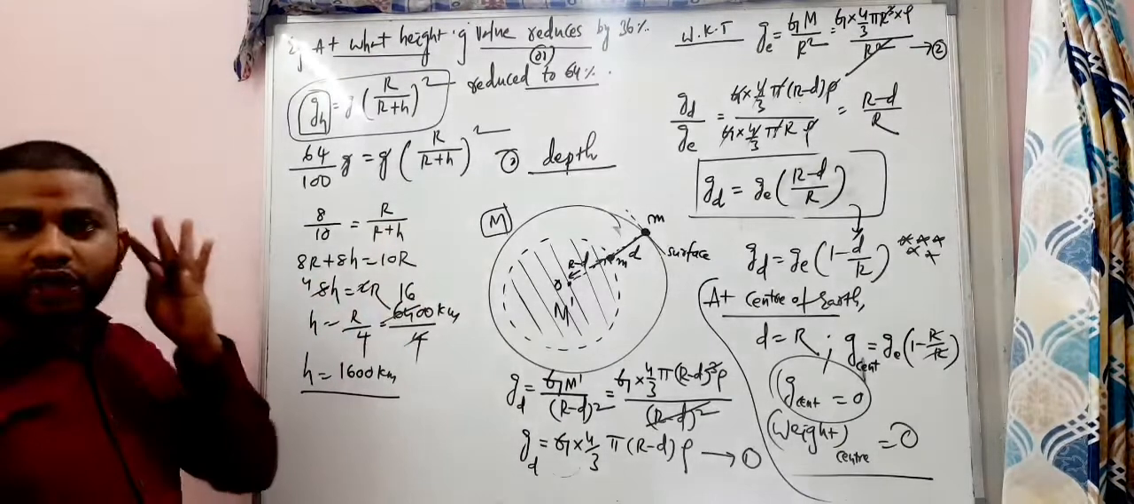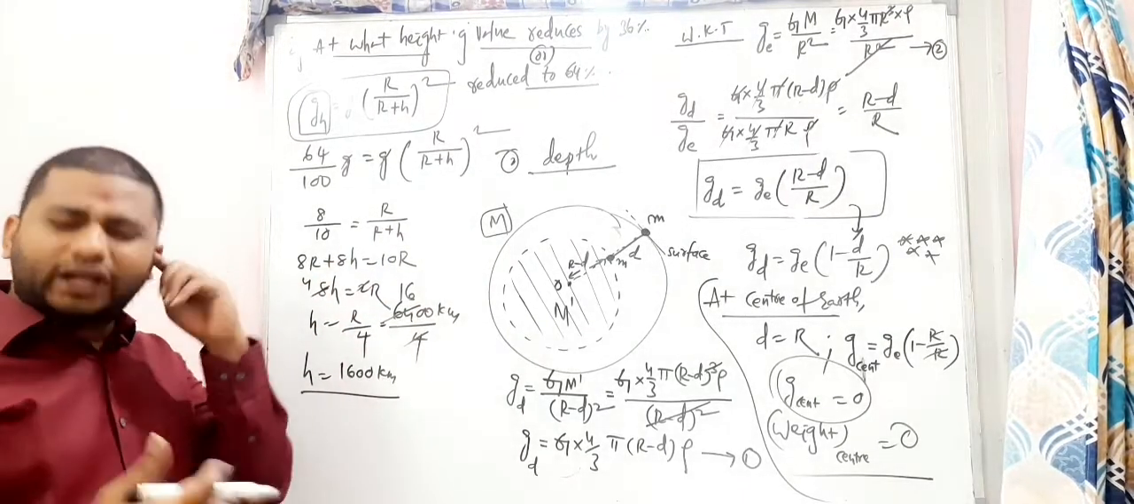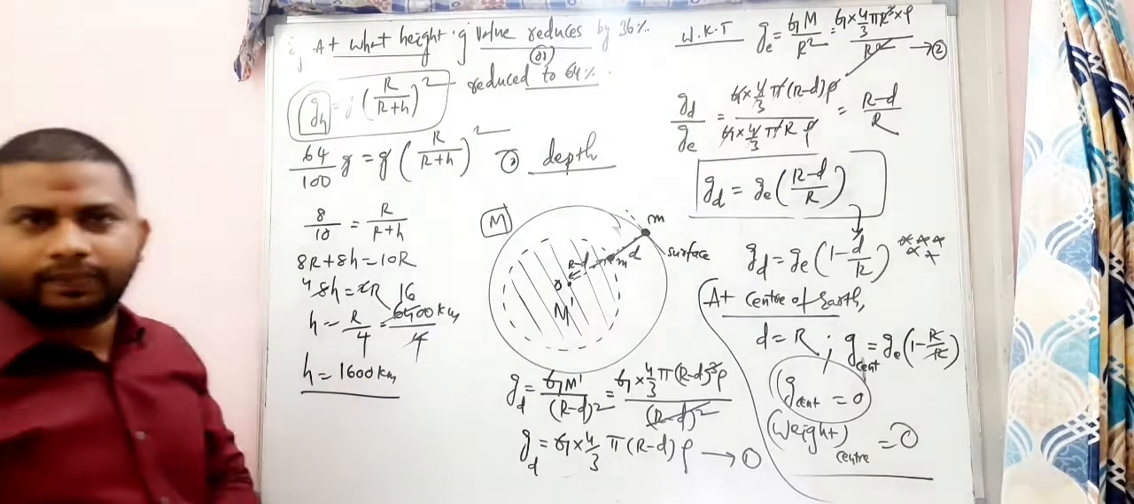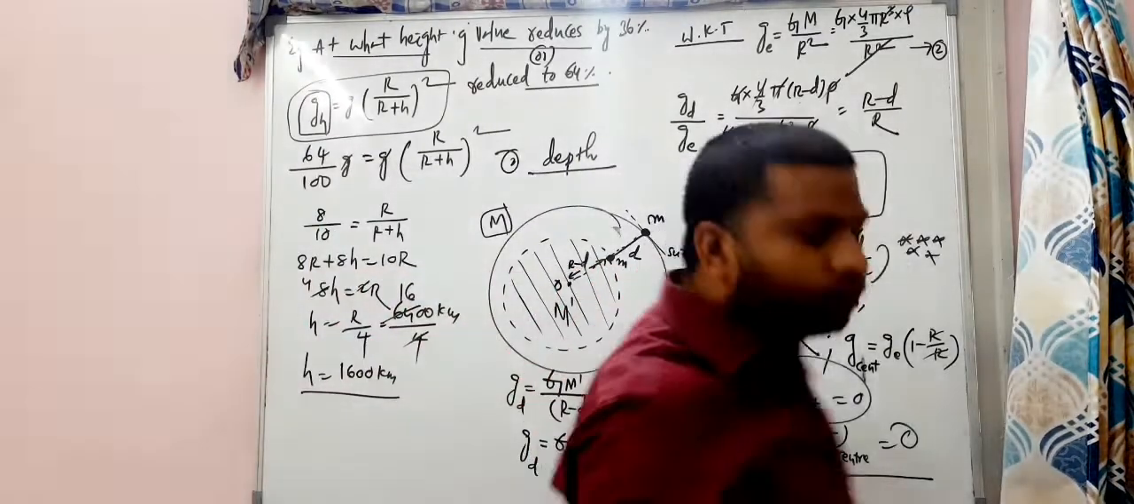This is about the depth. So about the depth also we'll solve 1 or 2 numericals, because similar kinds of numericals will be asked. About the depth also we see 1 or 2 numericals.